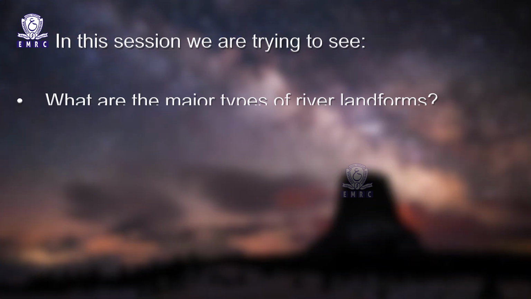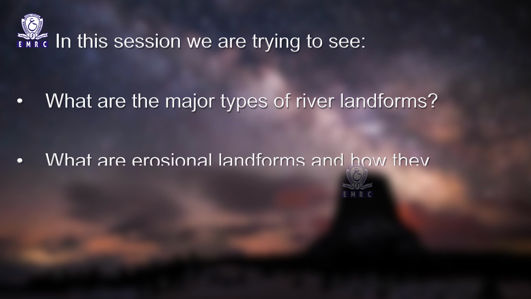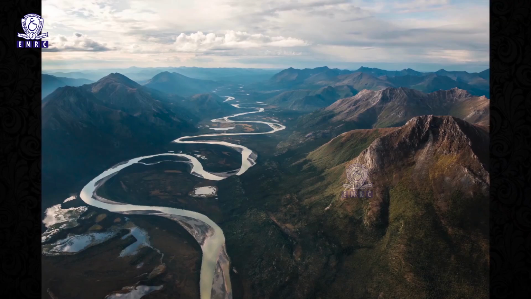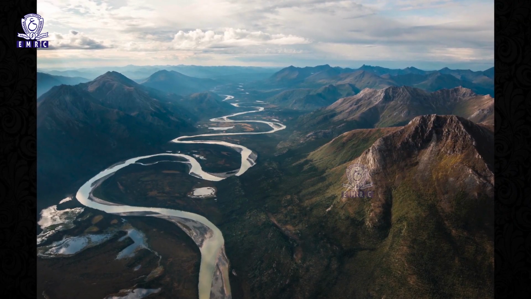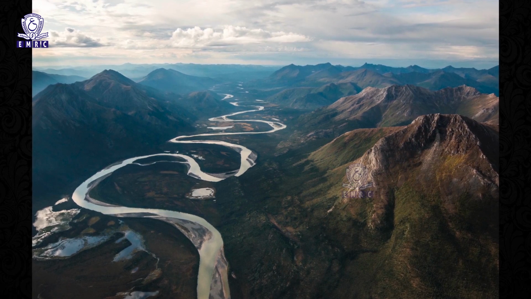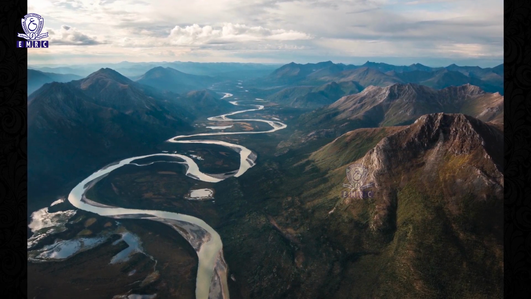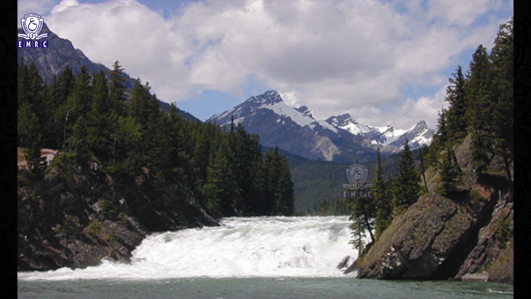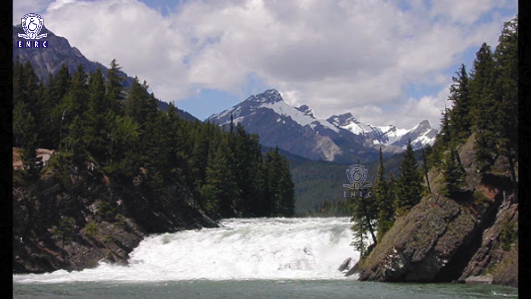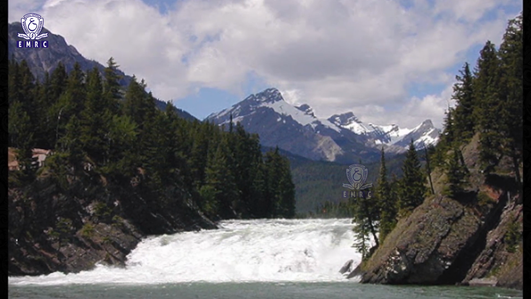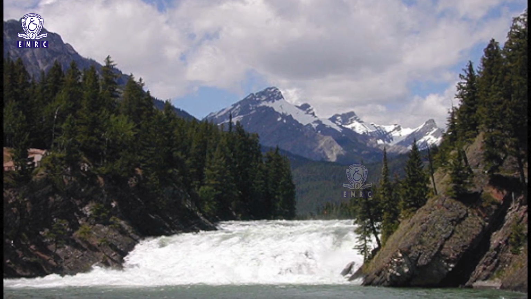In this section, we are trying to see what are the major types of river landforms, what are erosional landforms, and how they are formed. Fluvial landforms are created through the action of running water or streams. The fluvial landforms are of different types. They differ from each other in terms of the process of their formation. Fluvial landforms can be either in the form of erosional features or depositional features.